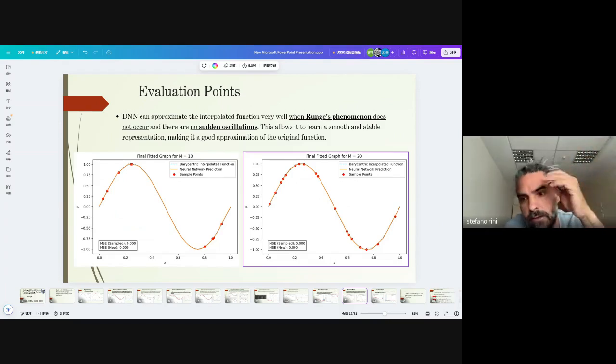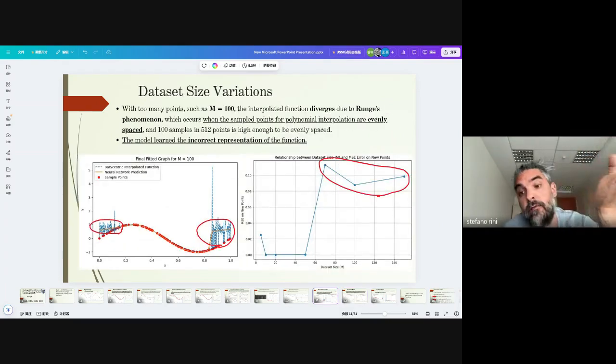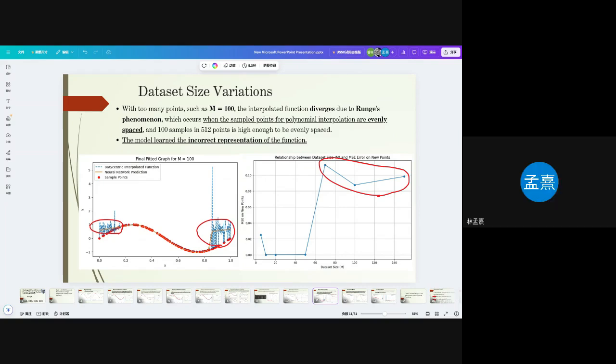So you see that the network always does a smooth interpolation, right? Even if it cannot catch up with the real function, it still represents a smooth function. So it's nice. Yes.